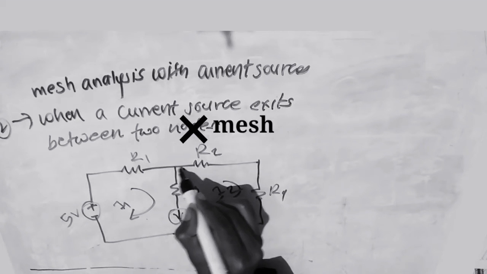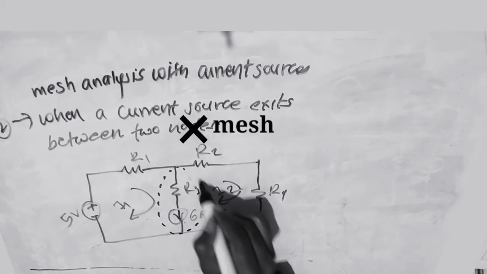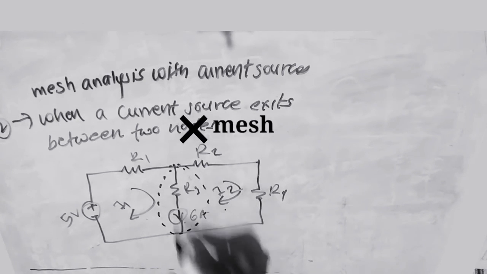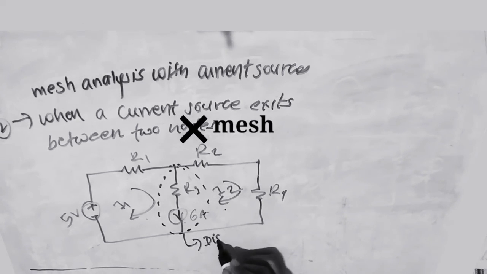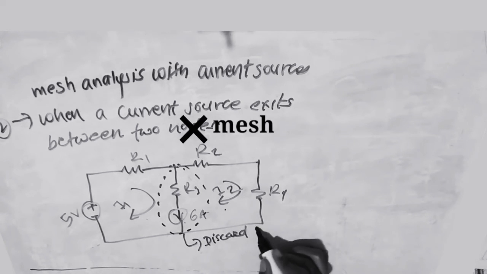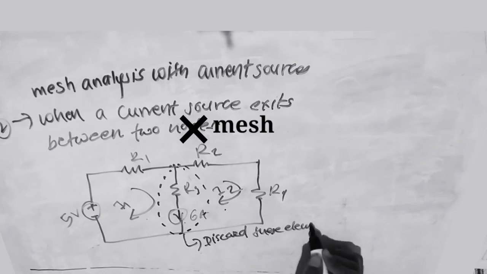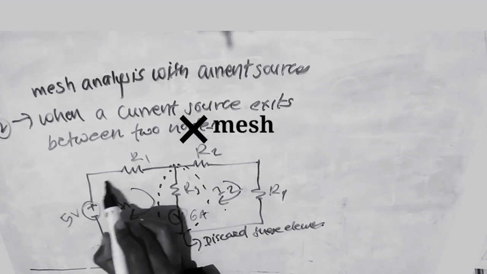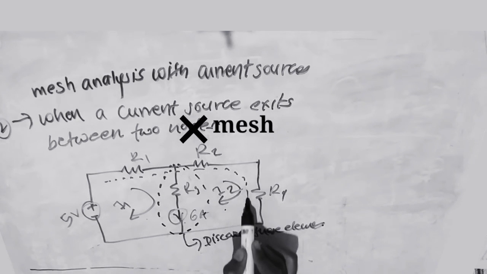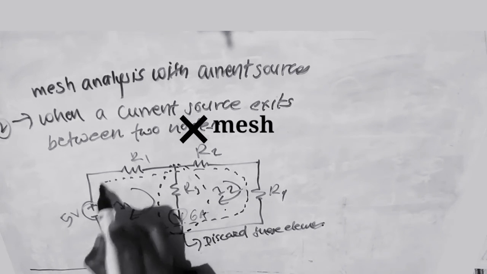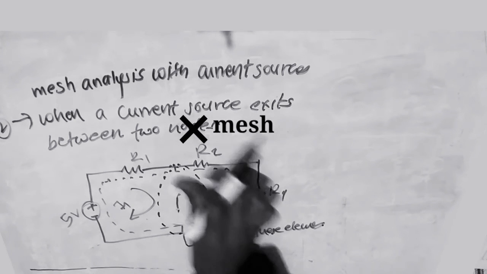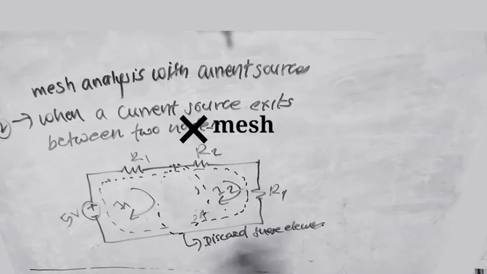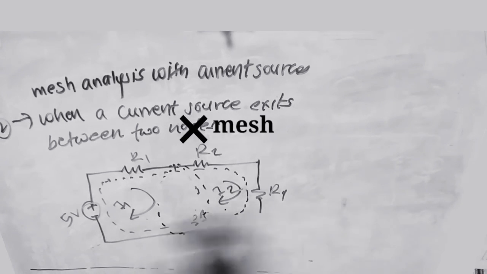So here we discard these elements. If you discard these elements, then we will have a single mesh here. We will apply KVL to the single mesh from here to here, which means this terminal will be eliminated. Now we have the single mesh. Let's solve a numerical based on this, and then it will be more clear.